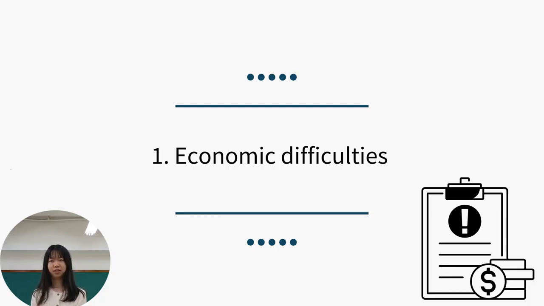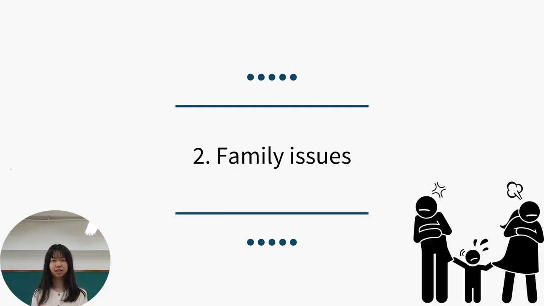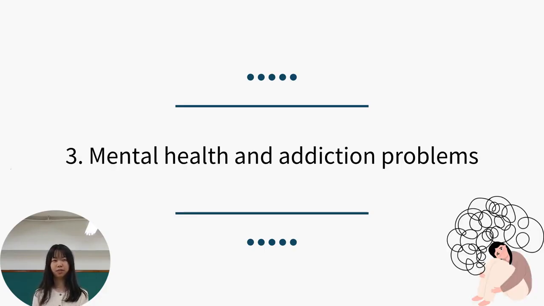This further intensifies homelessness. The second reason is family issues, such as domestic violence and broken marriages. These family problems can drive some people to become homeless. The third factor is mental health or addiction problems. Untreated mental health issues may cause people to be unable to work or live normally.